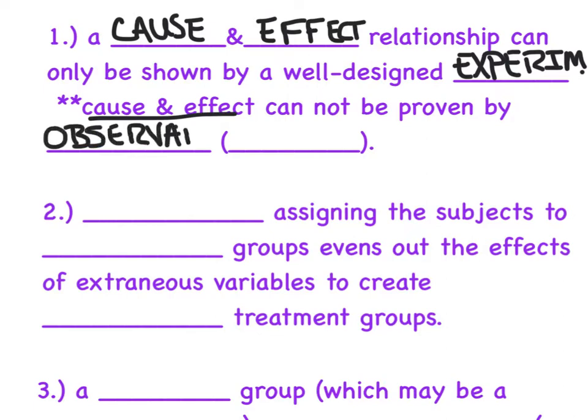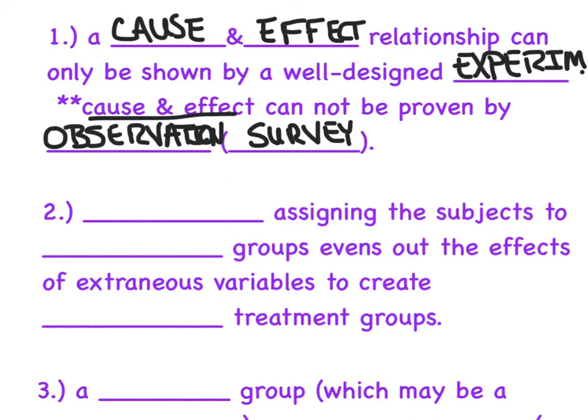or, as we studied earlier, a specific type of observation is known as a survey. So no matter how great or how well performed your survey or observation is, at the end of the day, you cannot conclude a cause and effect relationship, and that's really important when you're trying to prove something.